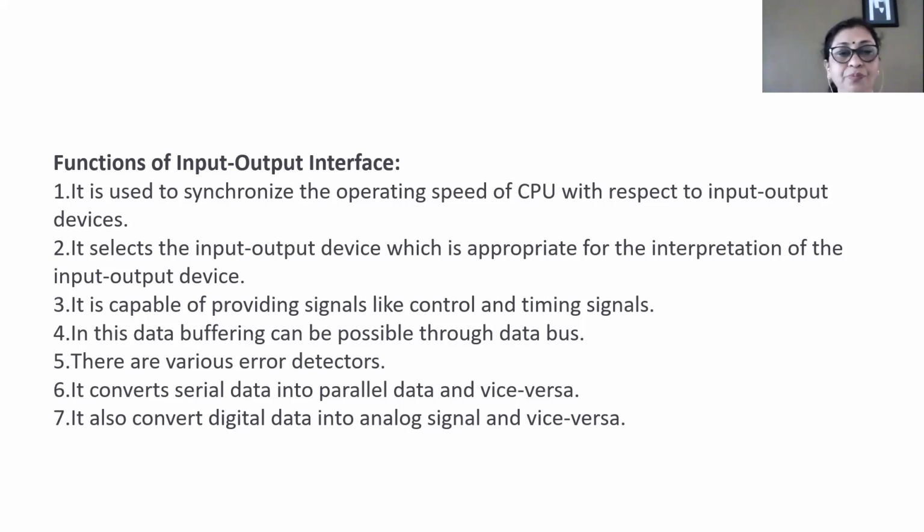So it is going to synchronize the operation speed. It is going to send the data to the appropriate input output device. It is capable of providing control signals, timing signals. It provides data buffering. It provides error control. It provides parallel to serial, serial to parallel data conversion. It provides analog to digital, digital to analog data conversion. So these are the functions which are carried out by the input output interface.